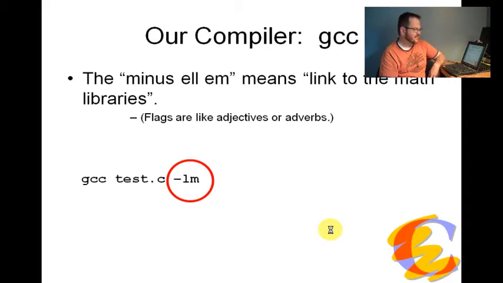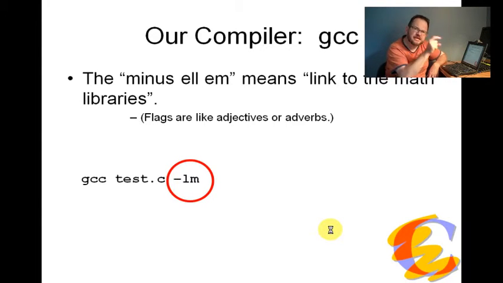What does that mean? That -lm is possibly our first example of a flag in this course. A flag is something like an adjective or an adverb to the commands that we are using in Linux, our operating system here. This -lm is modifying the gcc command. It's like an adverb that modifies a verb. gcc is a command, it's a verb, and it is being modified by -lm. -lm means link to the math libraries.